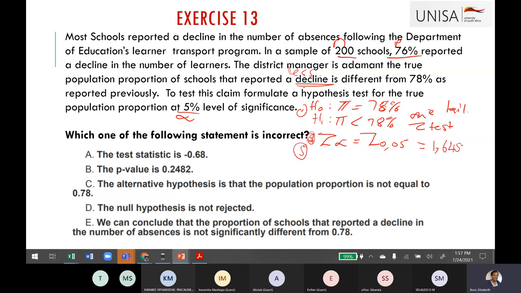Step number five is for us to calculate the test statistic, and I did put the formula. I don't know why I removed it. Z stat is p minus pi divided by the square root of pi times 1 minus pi divided by n. Substituting the values, our p is 0.76, so 0.76 minus 0.78 divided by the square root of 0.78 times 1 minus 0.78 divided by n, which is 200. Did you calculate this? What did you get?